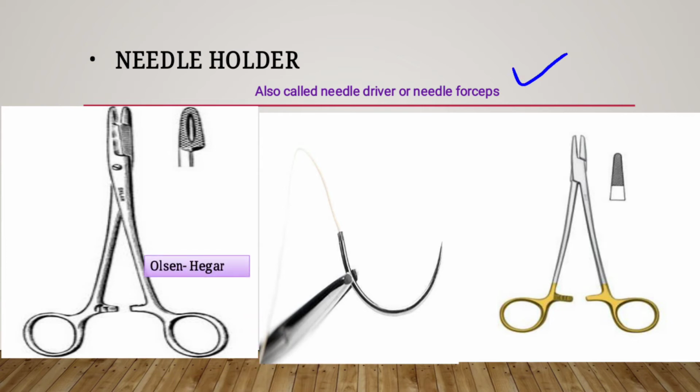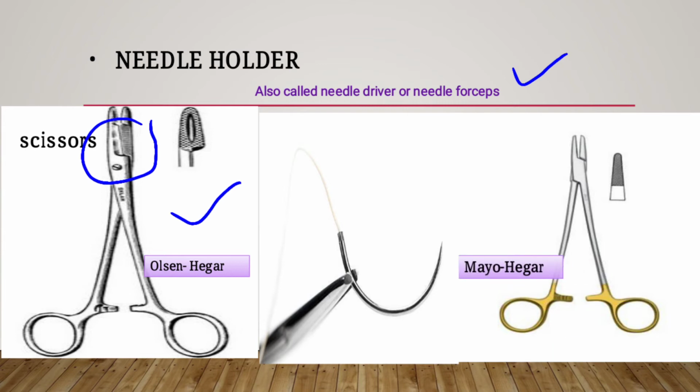There are two types of needle holders you are watching in the slide. Number one is the Olsen-Hegar needle holder, which has scissors. While holding the needle or suture material, it also cuts that suture material, silk or chromic catgut. Another one is the Mayo-Hegar needle holder, which does not have scissors. Both function to hold the needles.